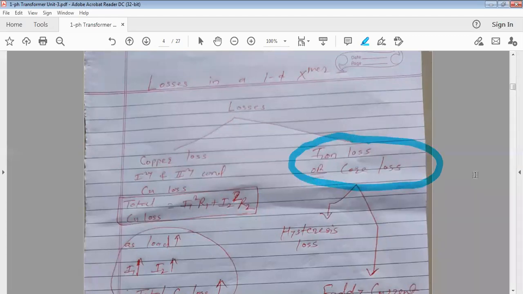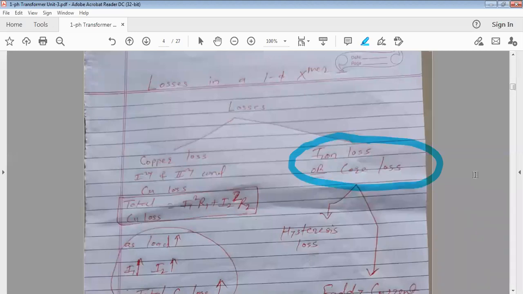which is made up of which material? Transformer core is made up of which material? Iron. Silicon steel. It is made up of which material? Silicon steel. Solid or laminated? Laminated. It's a laminated core.